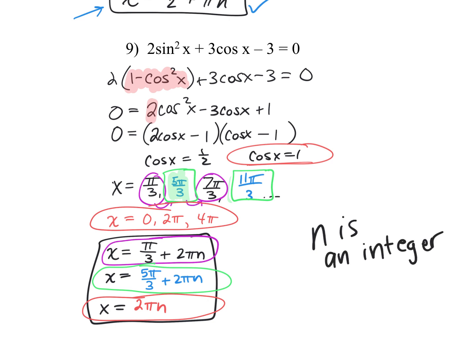So any integer can get plugged in for n, and it would represent one of the possible solutions to the trig function.